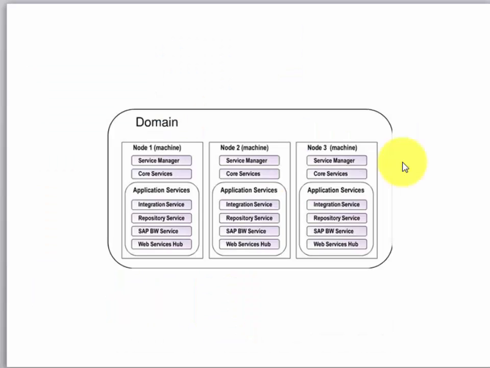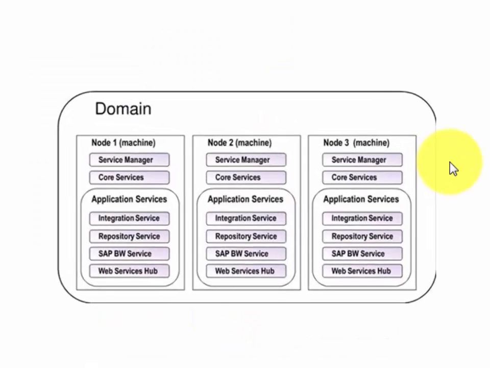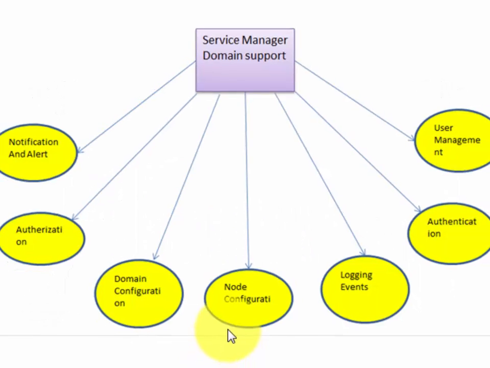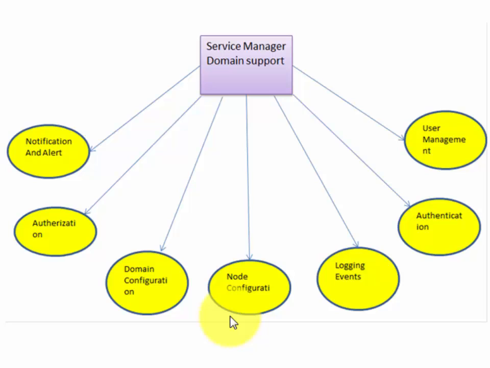Let me talk about core services now. Service Manager is one of the core services. It's a very critical core service. Service Manager runs on every node. Service Manager starts and stops application services in different nodes. Service Manager performs two types of operation. One is application side support activity and another is domain side support activity. Service Manager has a much bigger role in domain side support activity.